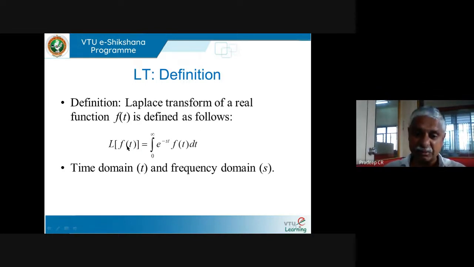The definition is ugly. It looks bad. First of all, why would anybody want to do this? But it has a lot of importance. So it is the integral of e to the power minus st times f(t) dt, with integral limits from 0 to infinity. Note, t is the variable here. The dt means I'm integrating with respect to t. Understand that well: dt means t is the variable with respect to which I'm integrating.